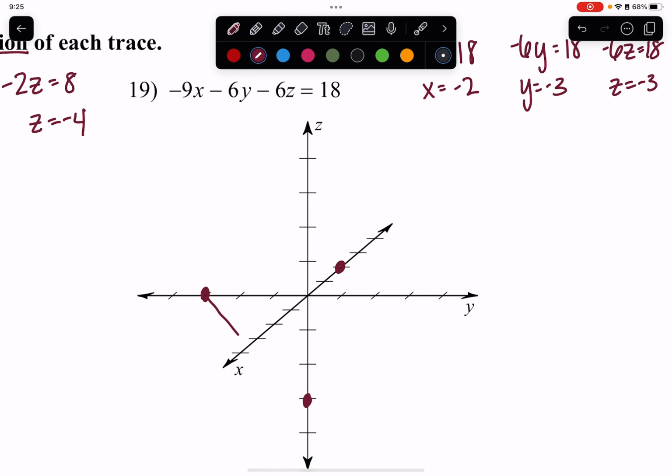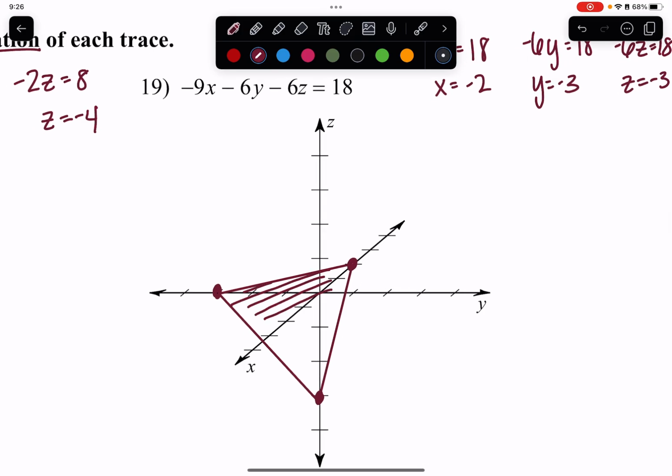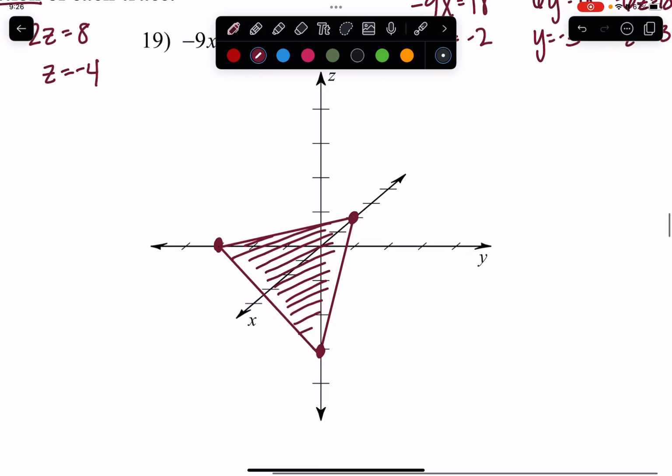So all we're doing now is just connecting those points together, and then we can lightly shade on the inside there. So here's that two-dimensional looking shape in my three-dimensional plane, and now I can write the equation of each trace.